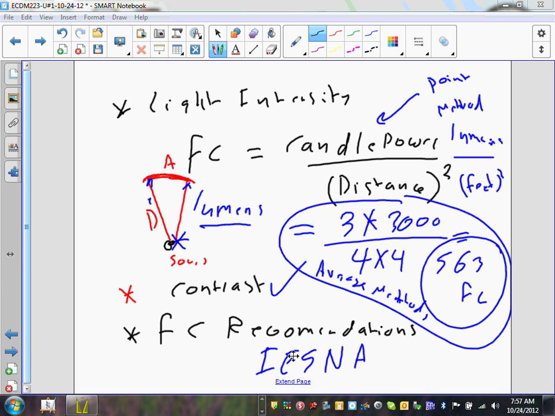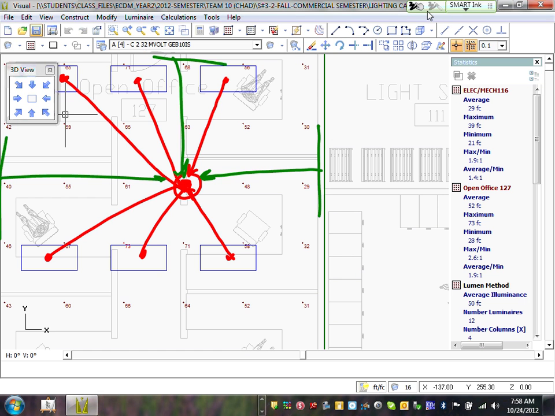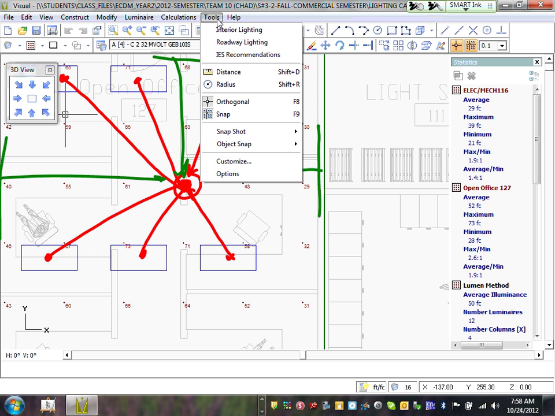For example, for a parking lot in industrial plants, they give you 0.5 foot candle. Remember when we did 0.5 foot candle? Anyway, look at these guys. But what I want to show you is the most updated one from the IES. The most updated one is coming from Visual. So if you come to Visual, you're familiar with that software. If you guys go to Tools, please, and IES recommendation. Can you guys see where you find all these recommendations? Go to Tools, IES recommendation.